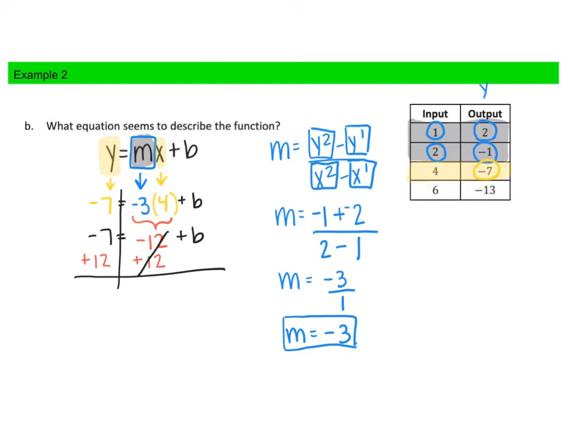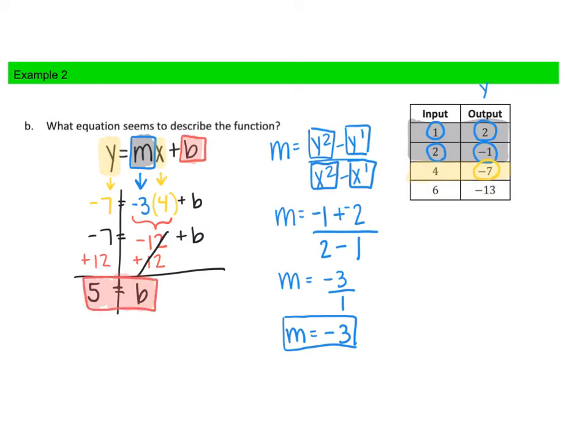Over here it cancels, and I'm just left with b. Over here, negative 7 plus positive 12. What's the difference between those? 7, 8, 9, 10, 11, 12. 5 is the difference. So there is a difference of 5 between those. So now I know that b value is a positive 5. So now I'm going to change this b in my equation to a 5.